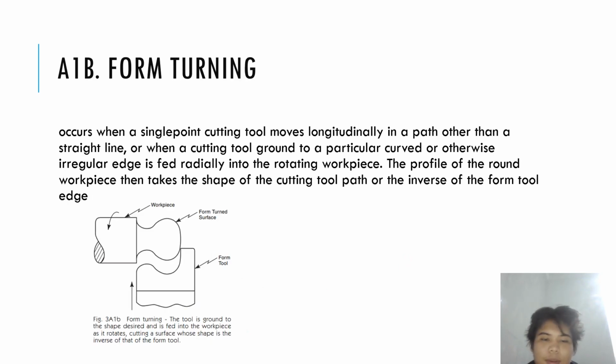Form turning occurs when a single point cutting tool moves longitudinally in a path other than a straight line, or when a cutting tool ground to a particular curve or otherwise irregular edge is fed radially into the workpiece. So this is the workpiece, it's rotating again, and in form turning you have a form, but it's just for cutting. So you put it spinning, you cut it, and it's going to make a form.